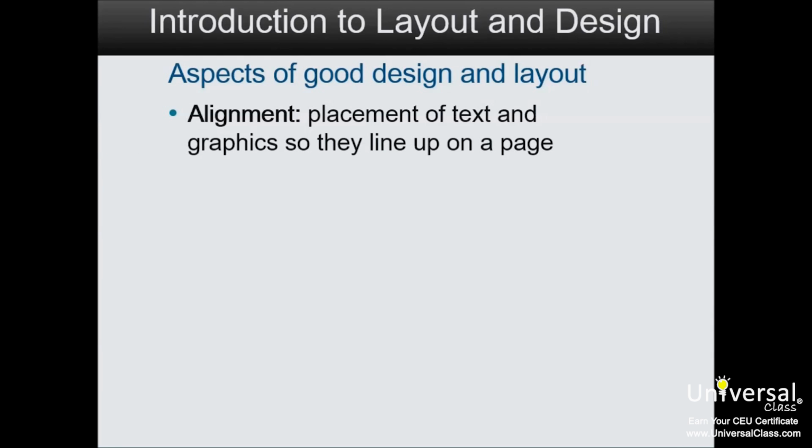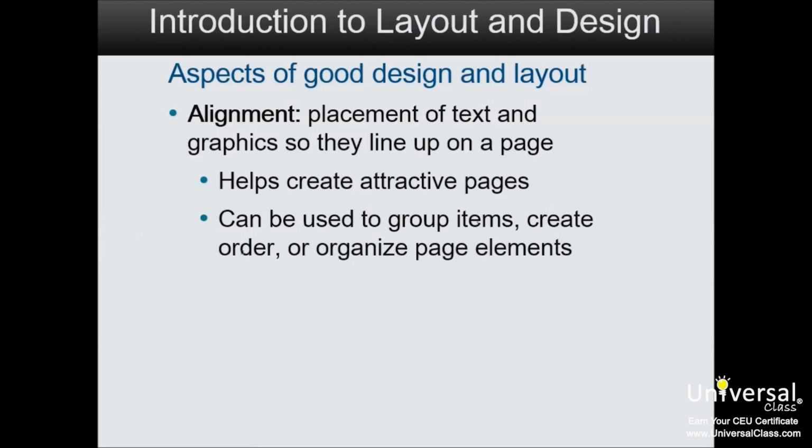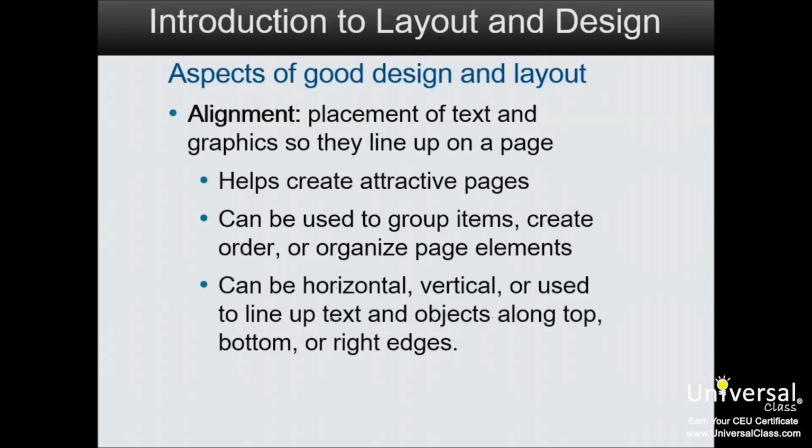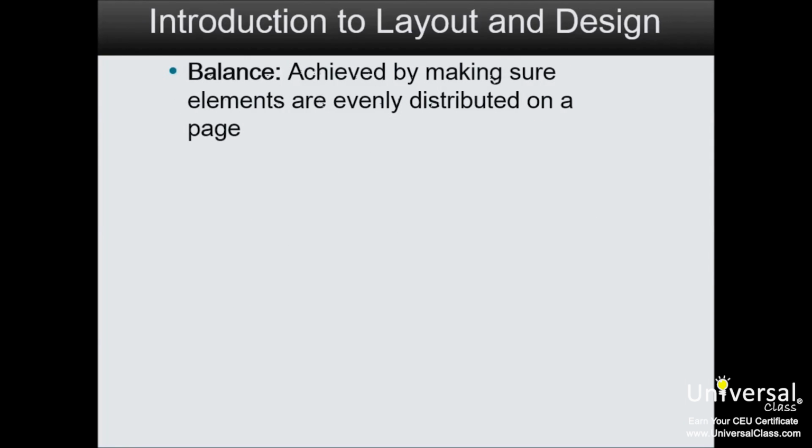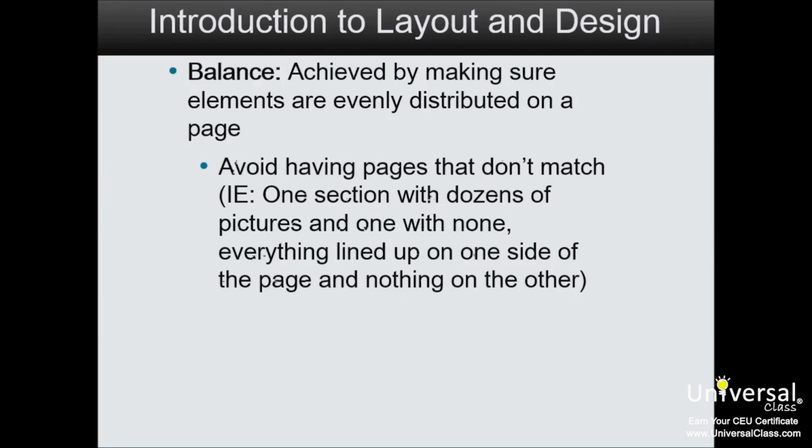First, we have alignment. Alignment refers to the placement of text and graphics so they line up on a page. It helps create attractive pages. You can use alignment to group items, create order, or organize the page elements. Alignment can be horizontal, vertical, or you can line up text and objects along their top, bottom, left, or right edges. Next, we have balance. Balance is achieved by making sure elements are evenly distributed on a page. You don't want to have one section with dozens of pictures and the next one with none, or everything lined up on one side of the page and nothing on the other.